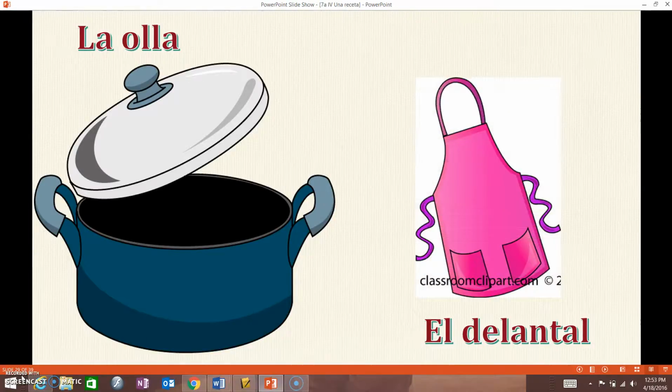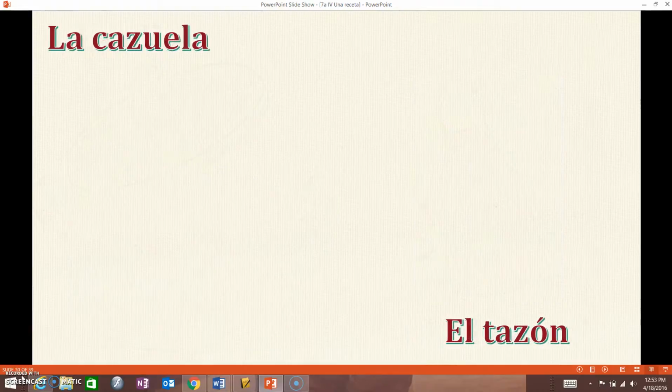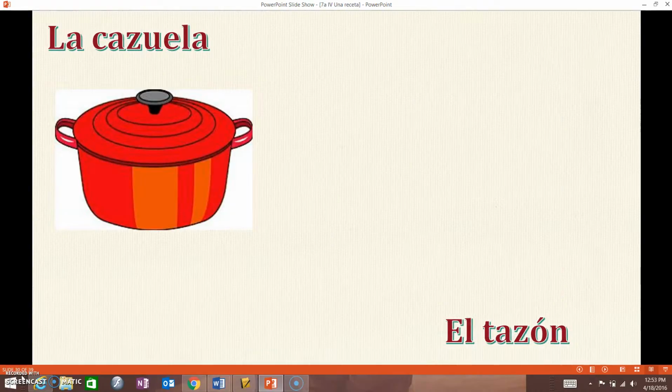El delantal es la cosa que se lleva para cocinar. It's an apron, something you wear to cook. La cazuela es semejante a una olla, pero se usa más. No es asar, no es hornear, pero es un poco hornear o asar. La cazuela is like a casserole dish or a pot. It's kind of like a pot, a little bit more used in the oven than on top of the oven. So not really to boil water, but to bake like a pot roast or something like that.